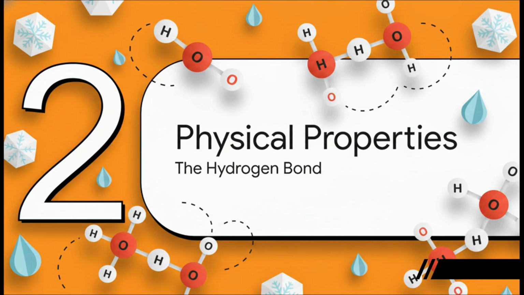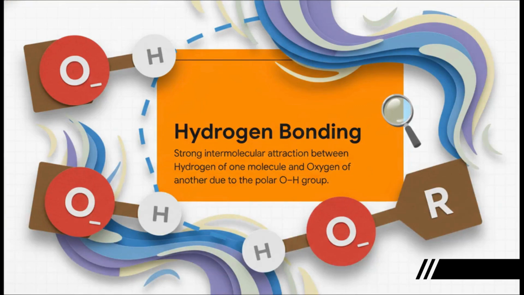And here's the best part. Almost everything here can be explained by one single concept, the hydrogen bond. If you get this, you've basically understood half the chapter right there. So what exactly is hydrogen bonding? It all comes down to that polar OH group in an alcohol.